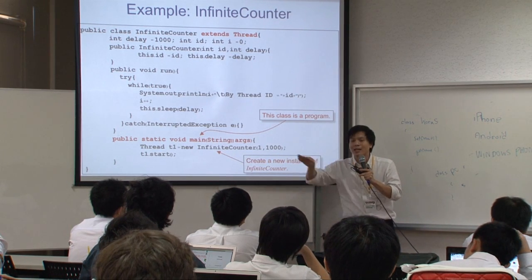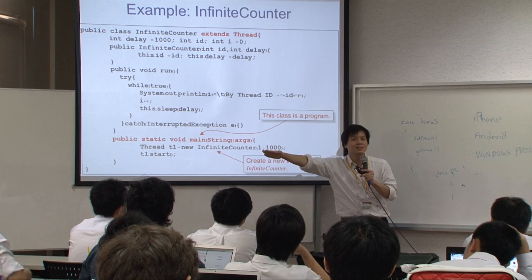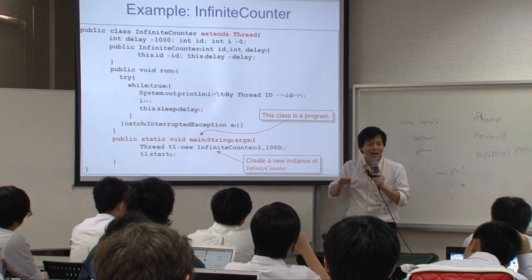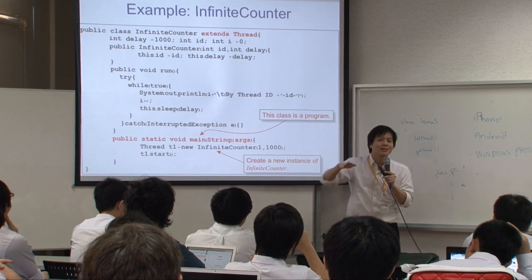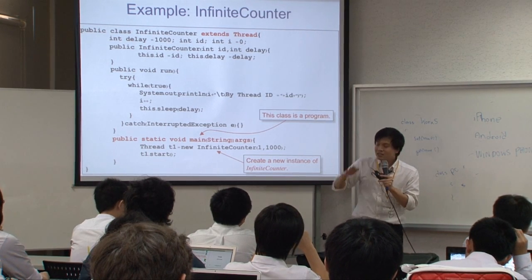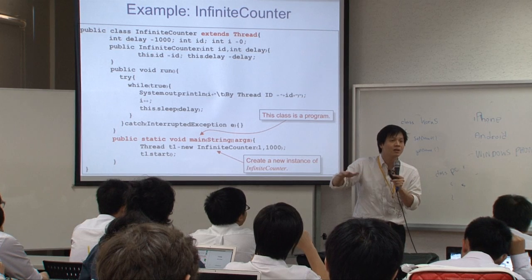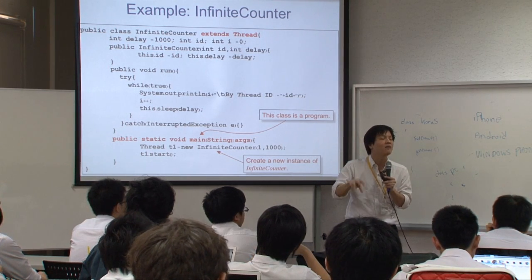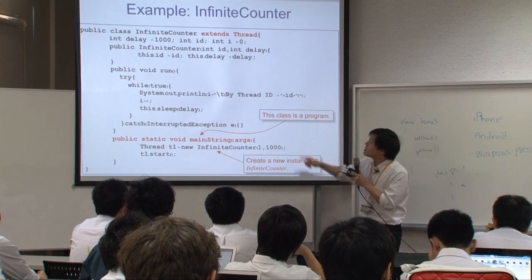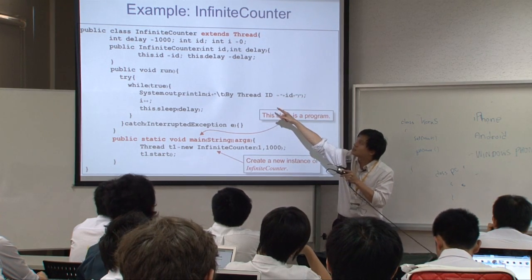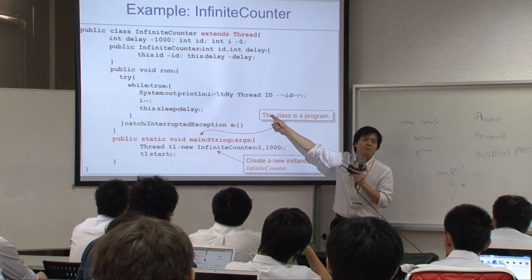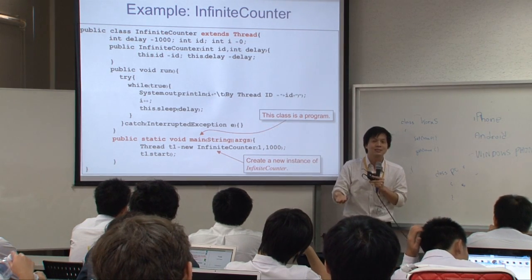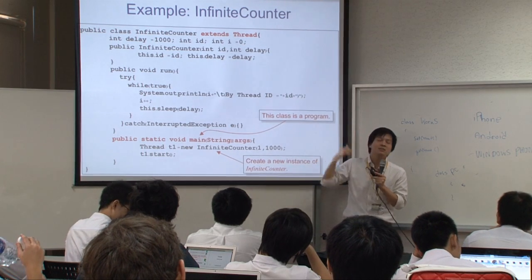What does this t1.start do? So one way, the main method keeps executing. And once we execute t1.start, in parallel, we create another control flow. This control flow will perform something, but eventually it will call the method run of this object. The method run of this object runs, it goes into an infinite loop, right? And then keeps printing something out on screen.